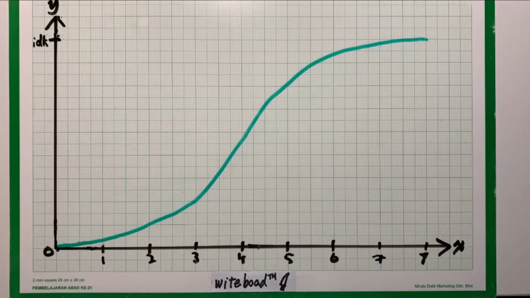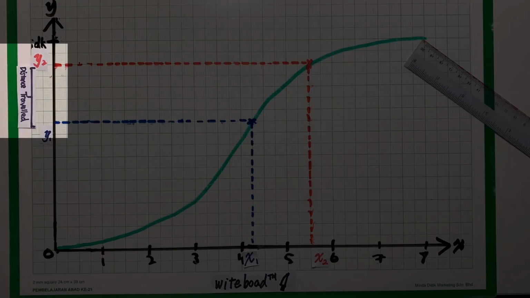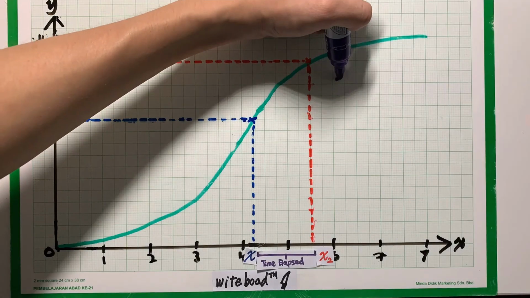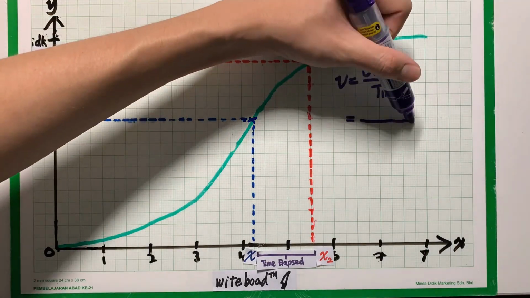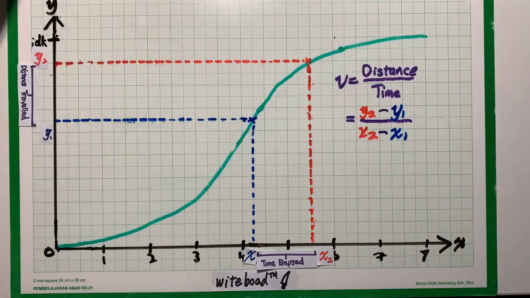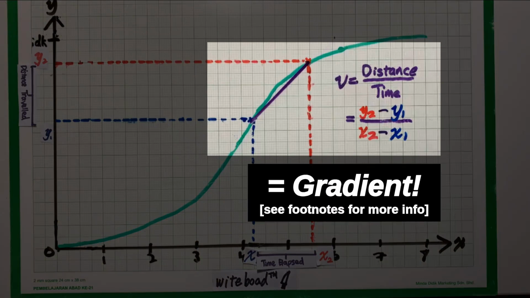So to calculate velocity, we first find 2 points, like this and this. So this is the distance traveled, and this is the time elapsed. Does this formula look familiar to you? Because we're actually finding the gradient of the line connecting the 2 points.